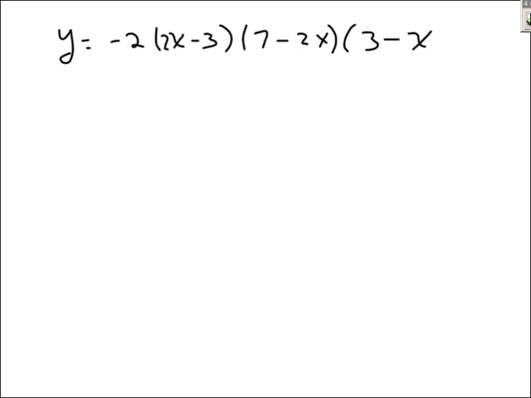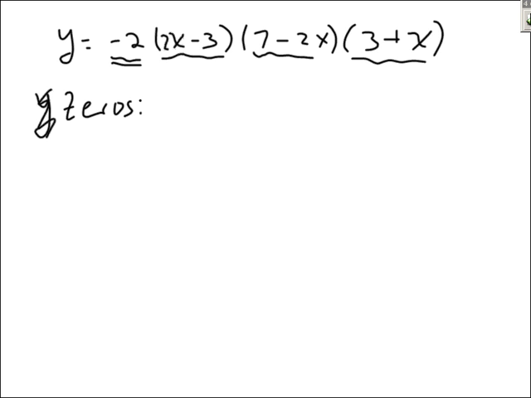Suppose you were asked to graph y is equal to -2 times (2x minus 3) times (7 minus 2x) times (3 minus x), so (3 plus x). Well, what are the zeros? This times this times this times that is 0. One of them or more of them are zeros.